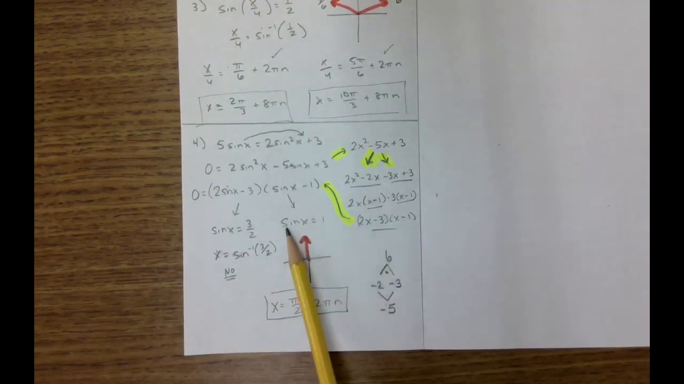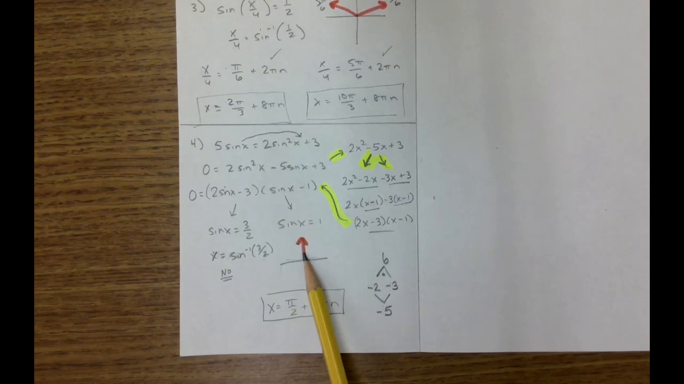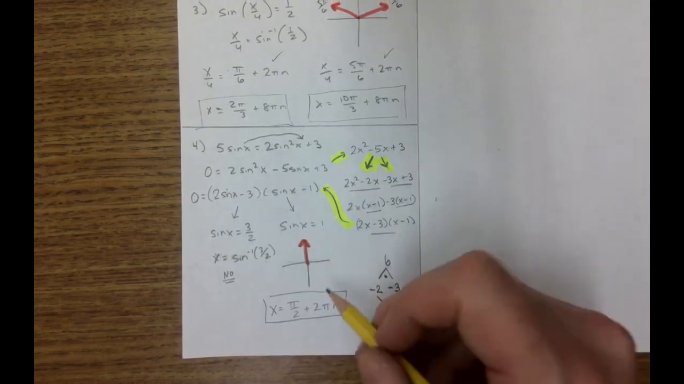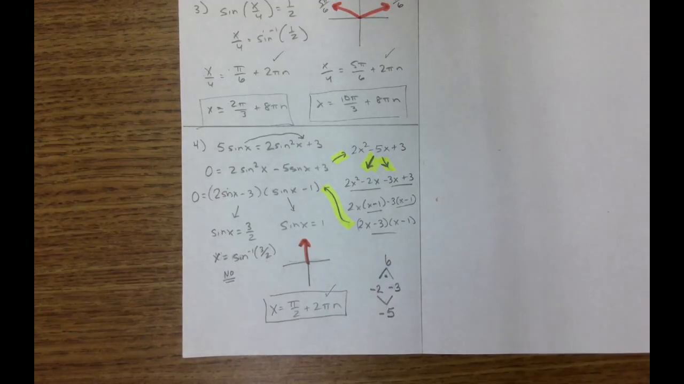On this side of the branch, sine is 1 only in this one spot. So I add on that angle plus 2 pi n. Always put the 2 pi n in at the end and see if you can simplify it.